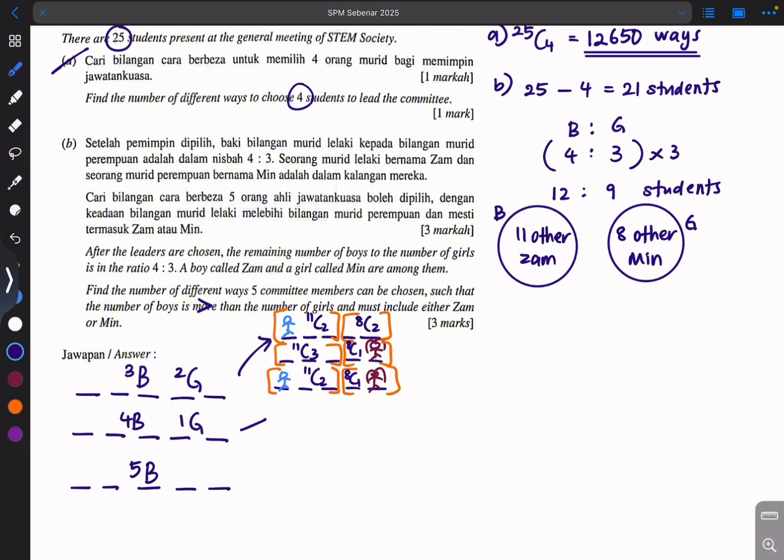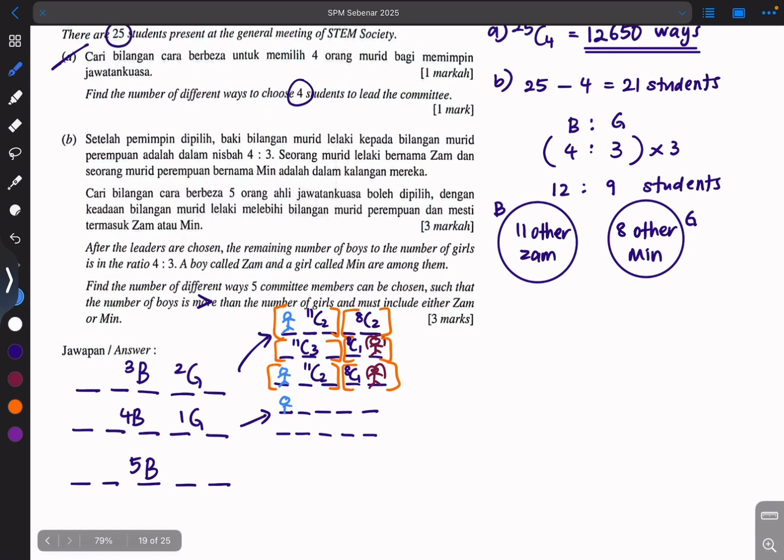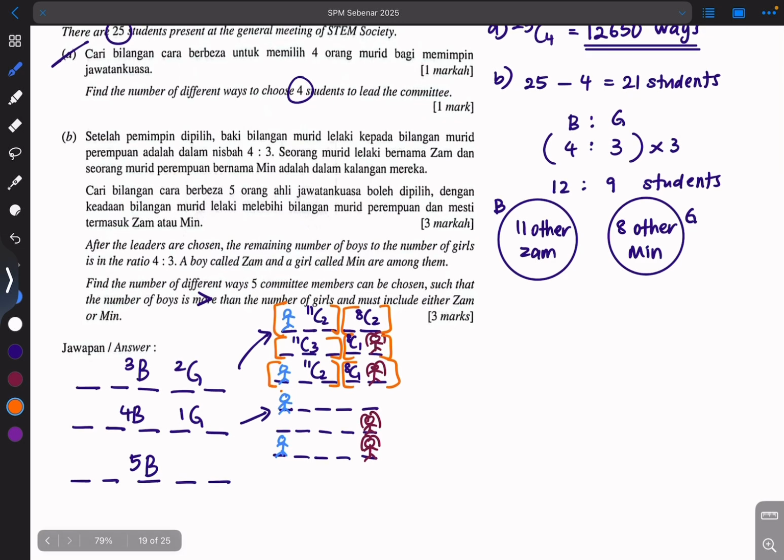Then with 4 boys and 1 girl. Okay, so we have 1, 2, 3, 4, 5. So 4 boys and 1 girl. Let's put Zam here. So with Zam, the next one is with Min, and the last one would be with both of them. Zam, Min, and we split it with the ratio of 4 to 1. 4 boys, 1 girl.